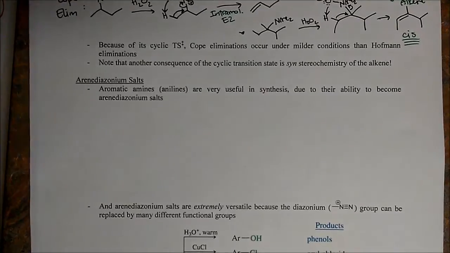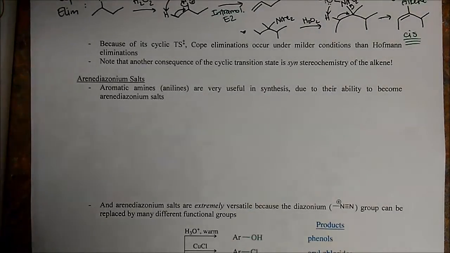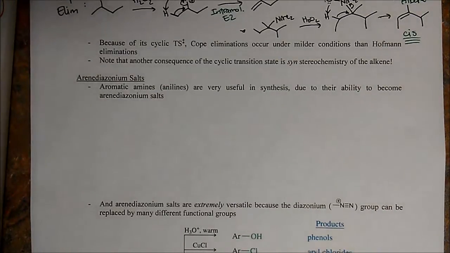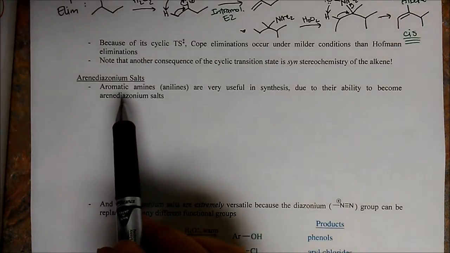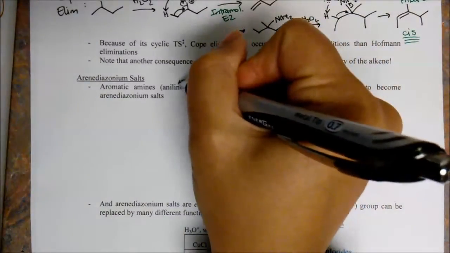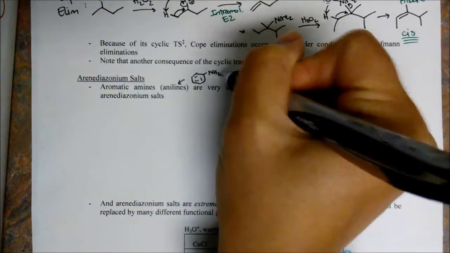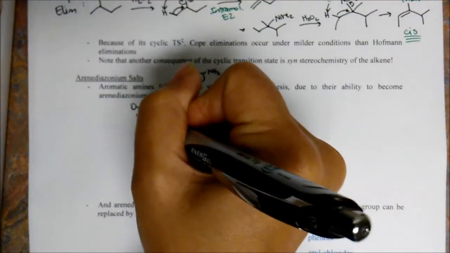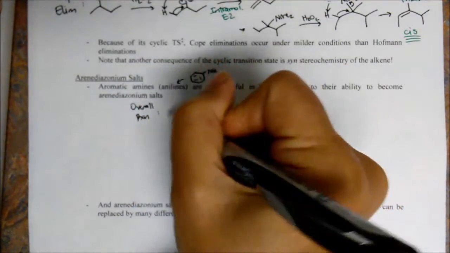Now I wanted to move on to arenediazonium salts. And these really could have been back when we learned about EAS and all those useful reactions. But this specifically deals with amines, and so it's here. As it says here, aromatic amines are very useful in synthesis due to their ability to become arenediazonium salts. And what I mean by aromatic amines here are anilines, which look like this. This is aniline, right?